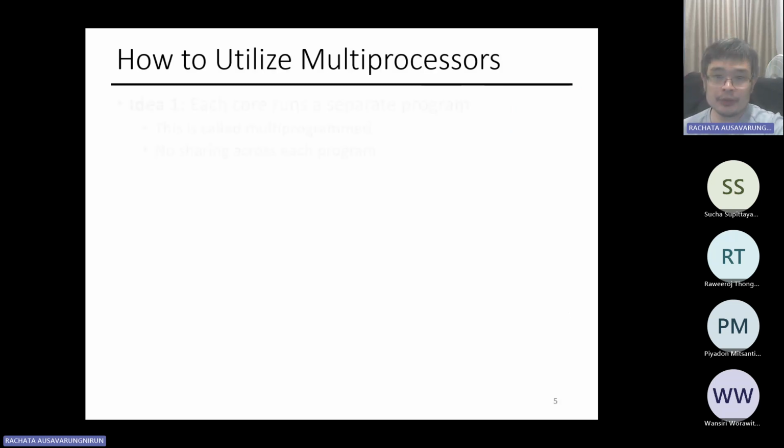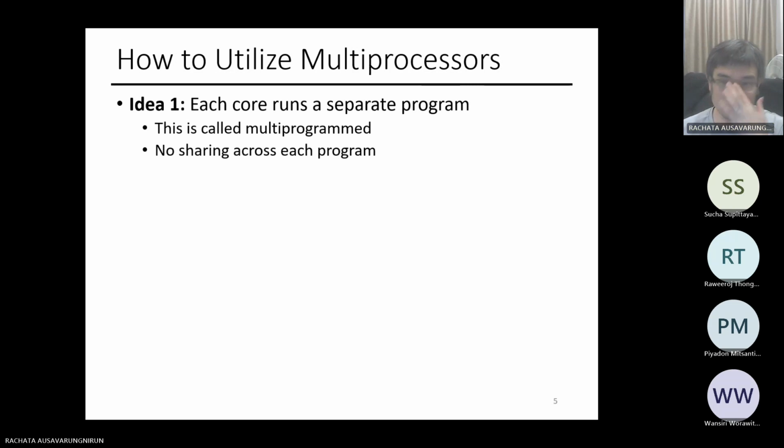So to utilize the multiprocessor, my first idea is, let's say I need to run 5 programs. I have 4 processors. Each of these programs will take turns and run on one of the processors. We call this multi-program. There's no sharing across each program because it's not multi-threaded. If you want to share data, then you can use synchronization and interprocess calls to call another process's function, right?